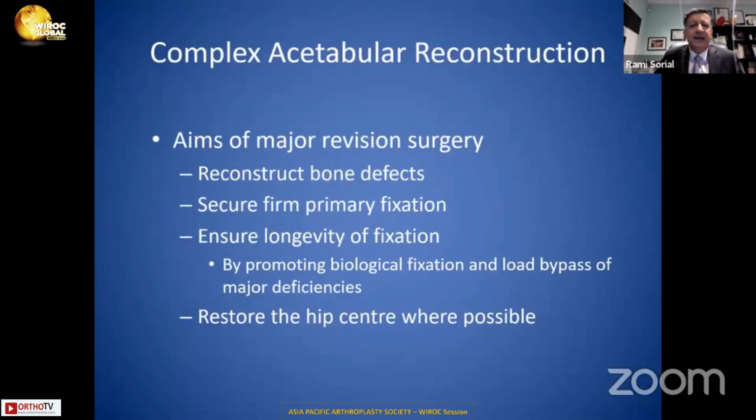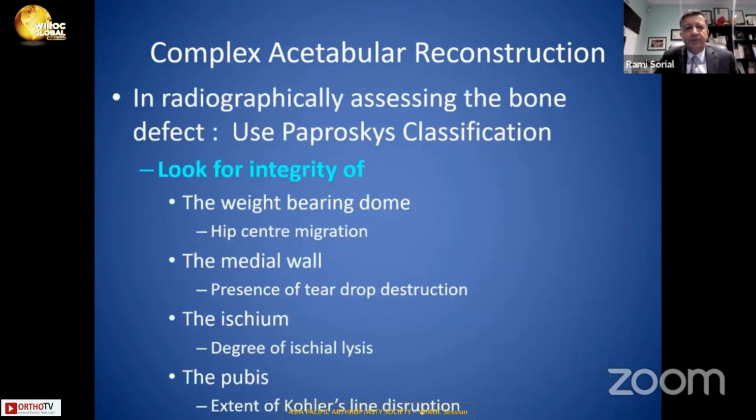The aims, no matter how difficult, however, are the same. That is to reconstruct bone defects, secure firm primary fixation, and then ensure longevity of your fixation by promoting biological fixation and load bypass the major deficiencies, trying to restore the hip center where possible.